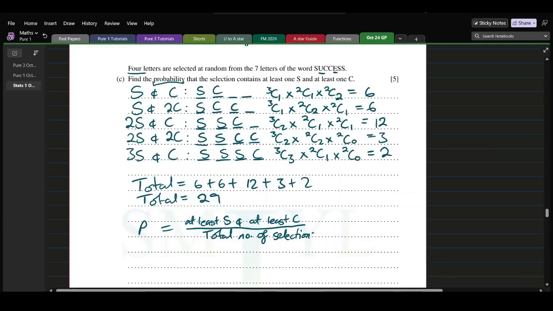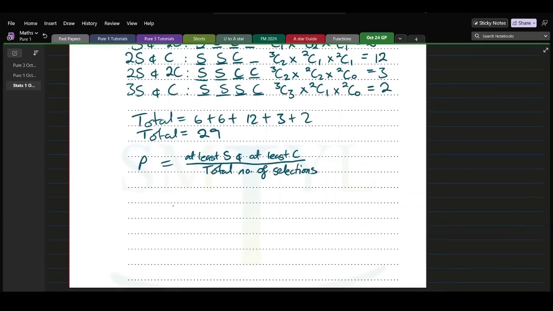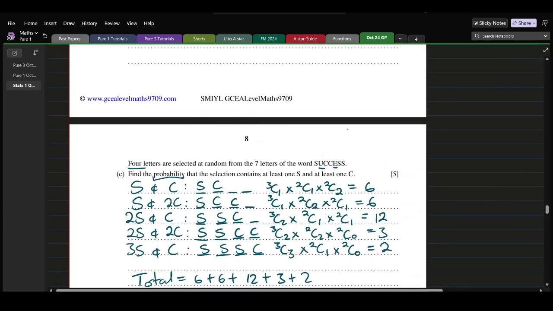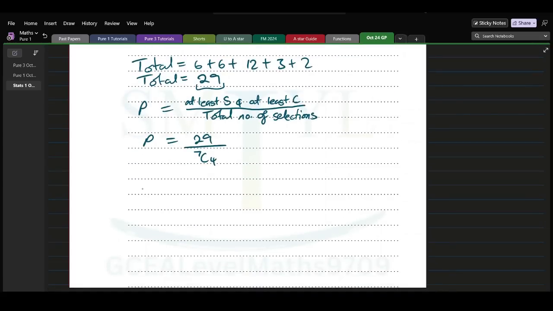Alright. So our probability would be, we say that the total number of selections in which we have at least one S and at least one C are 29. And then the total number of selections where there are no restrictions would be 7 choose 4, since we've got 4 slots and we're choosing from a total of 7 letters. Alright, so our probability here would be 29 over, let's punch 7 choose 4 into the calculator, that is 35.